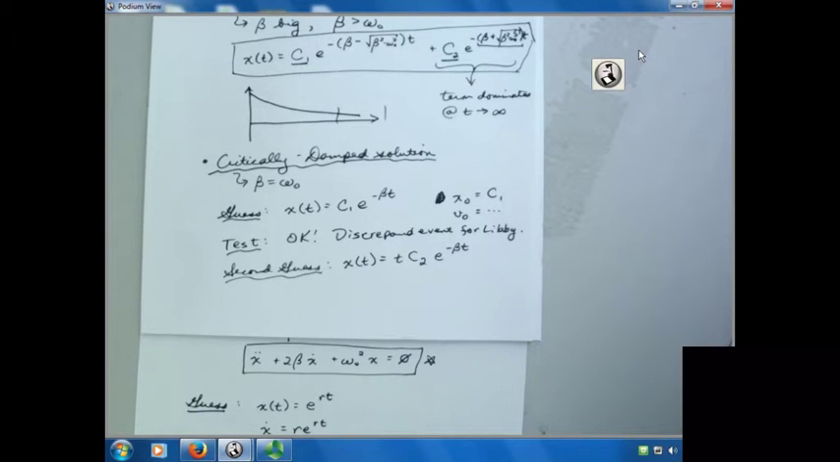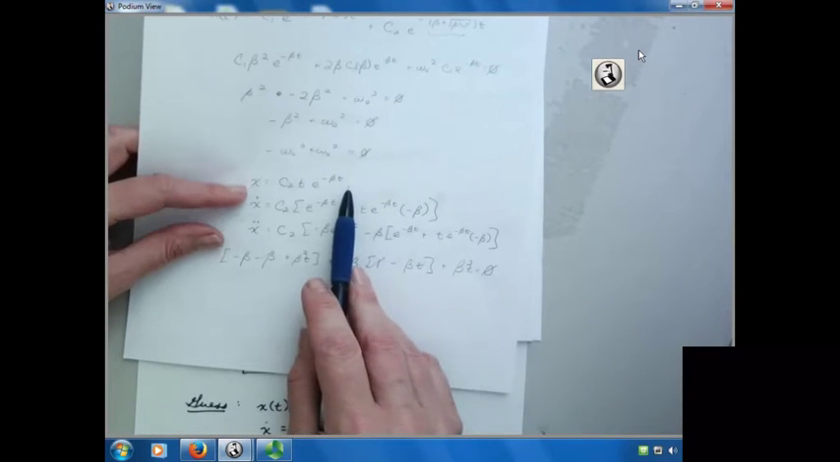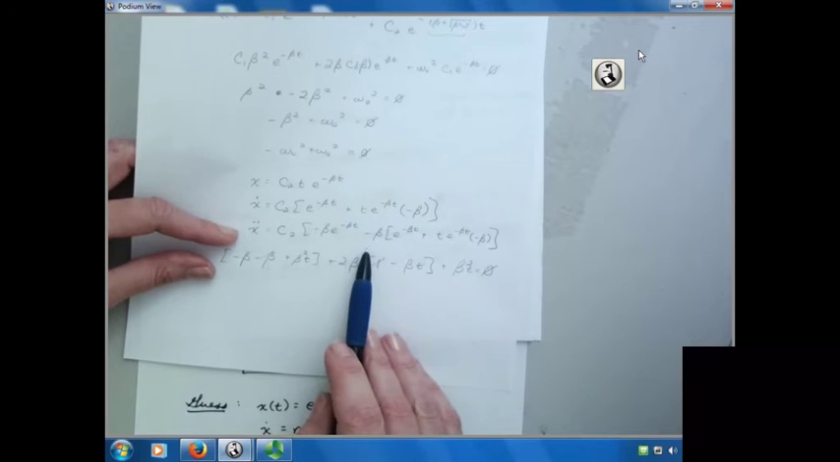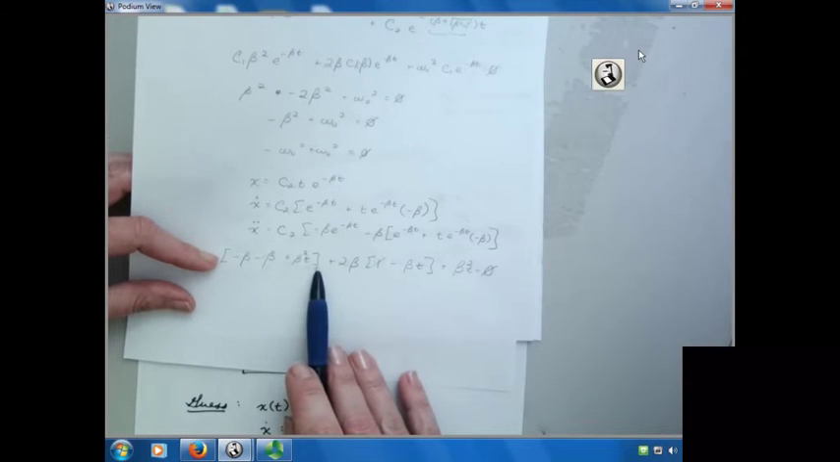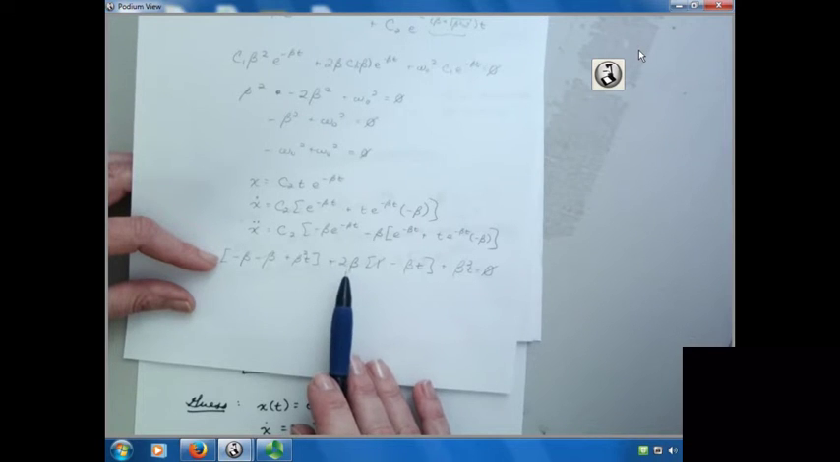All right. So that actually worked out for me, and I'm just going to show you. Why don't I just show you my work? All right, so I had this solution for x. That gave me an x dot, an x double dot, which I plugged into my equation of motion. I went ahead and divided by c2 e to the minus beta t.